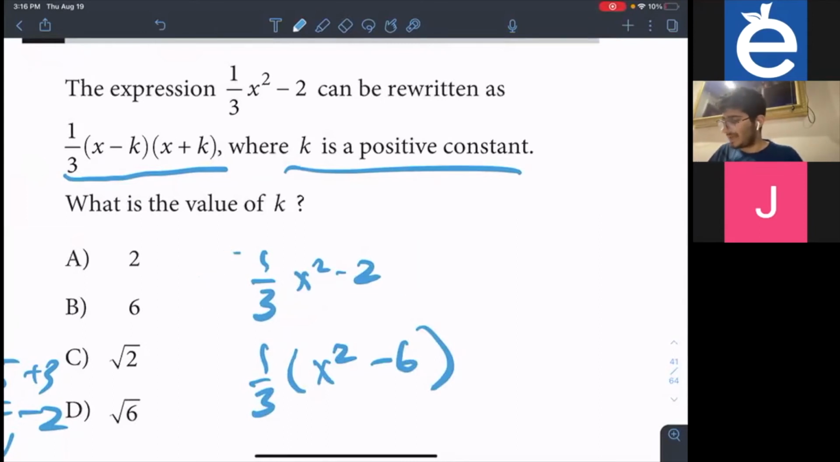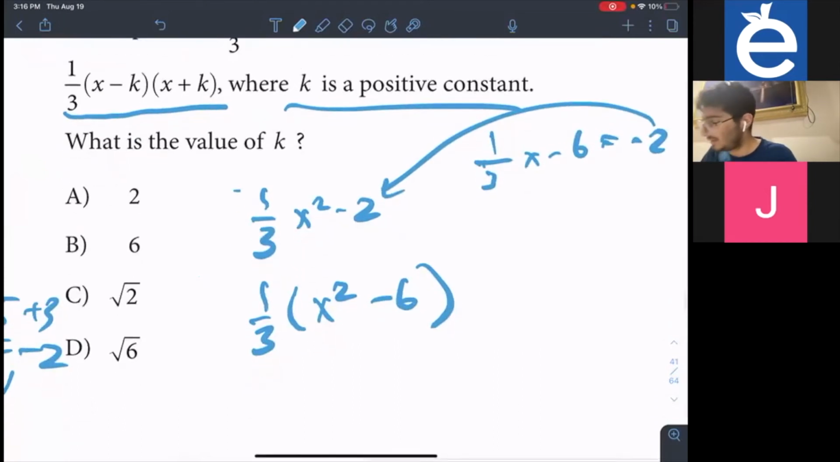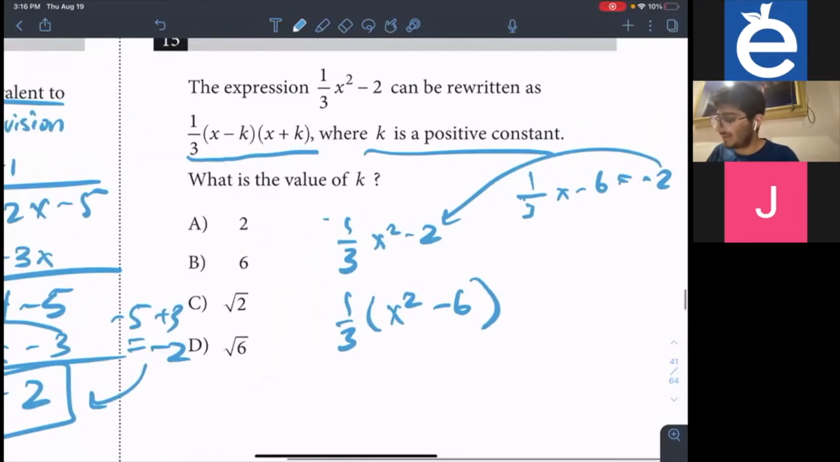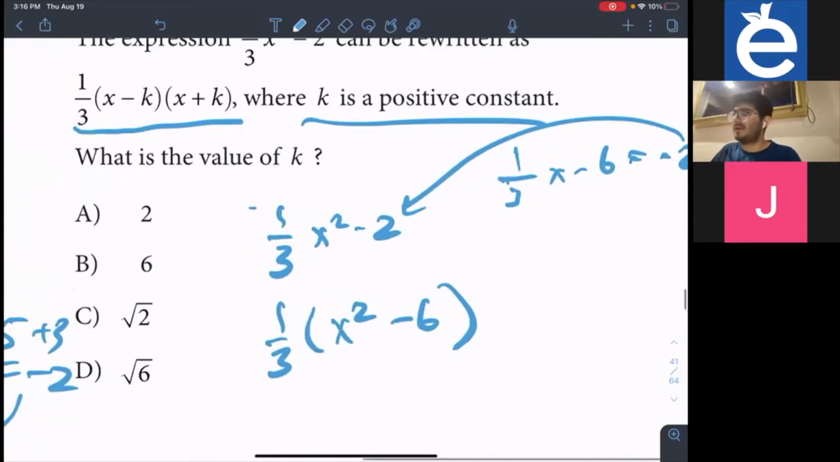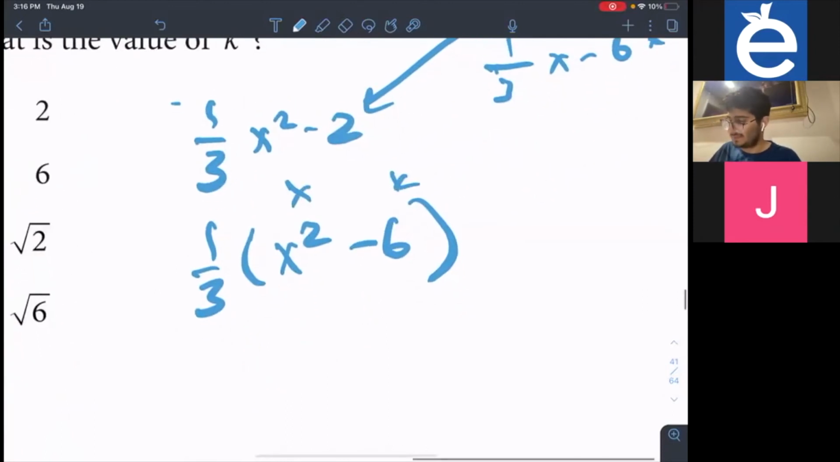So if we're trying to take out the 1/3, we have to multiply everything by 1/3. It'd be 1/3 times the x squared minus the 6, because 1/3 times -6 is -2, which is how they got that. So then you have 1/3 parentheses x squared minus 6. Now they say that it can be factored as x minus k, x plus k.